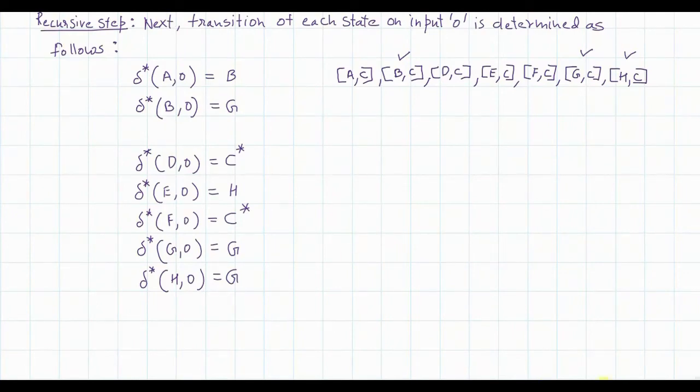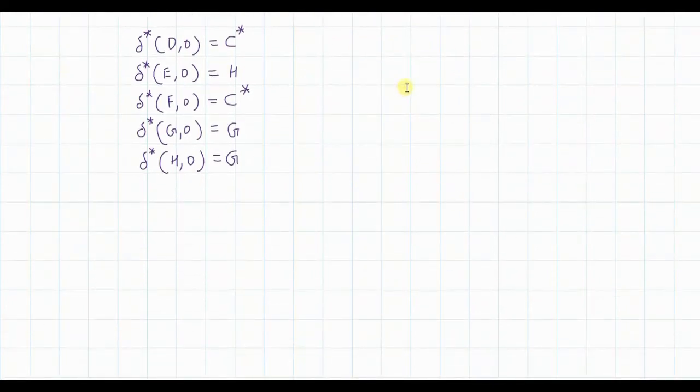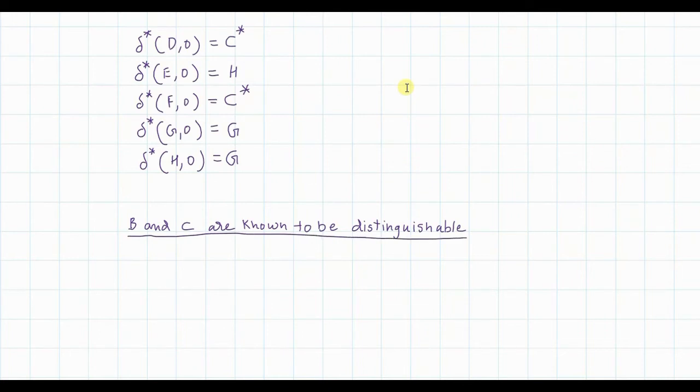So now how do we start? We start with the first pair, that is B comma C. And we say, okay, B and C are known to be distinguishable. So let's see what conclusions we get from this.